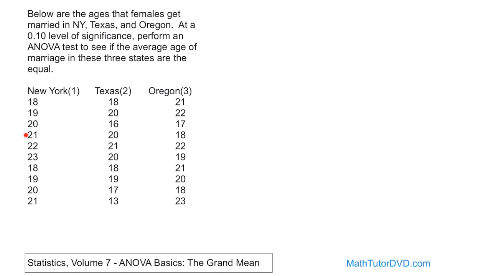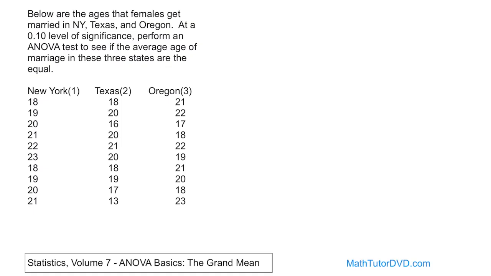The population that we're studying is the entire New York female population, the age that they get married. The population here is all the females in Texas. The population here is all the females in Oregon, but we can't sample everybody. What we want to do, but we just can't do that because there's not enough money or time. What we want to do is perform an analysis of variance test to see if the average age of marriage in these three states are equal.